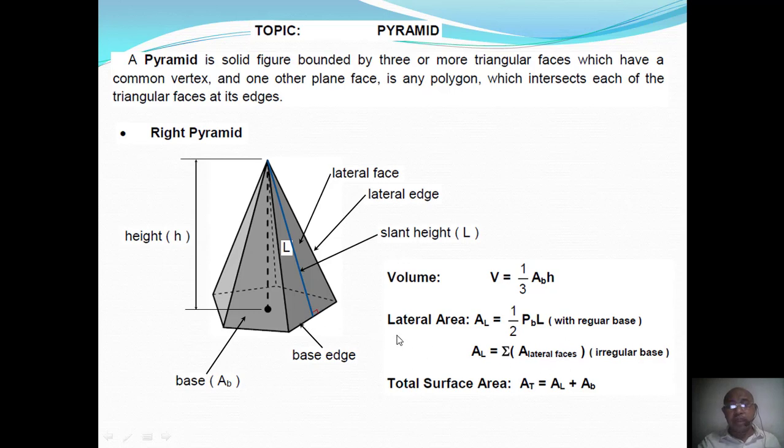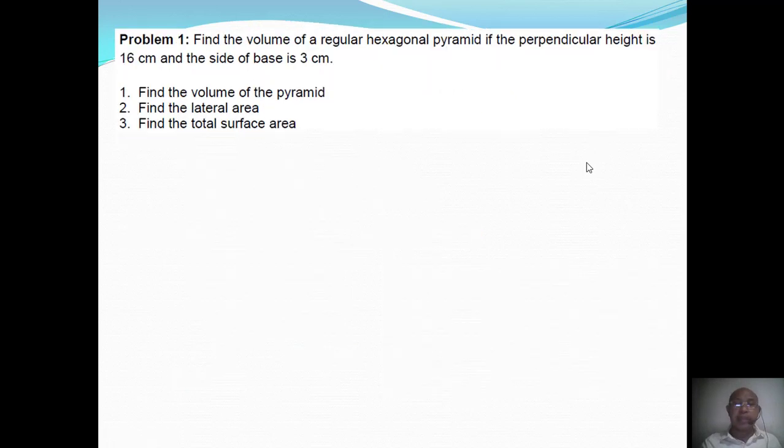So simply solve for the areas of the triangles and then you add. So that is why we have here summation of the area of the triangles or the lateral faces. Then the total surface area, we have the lateral area plus the area of the base. Okay, so we have here the vertex. Okay, so we can have the problem.